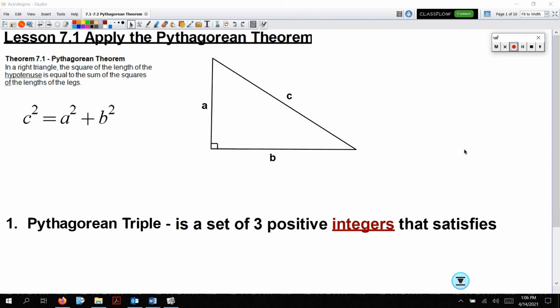All right, we're actually going to do lesson 7.1 and 7.2 today. I believe I gave all of you the notes, so you should have this and shouldn't need to copy very much down except for the definitions. So theorem 7.1, the Pythagorean theorem.